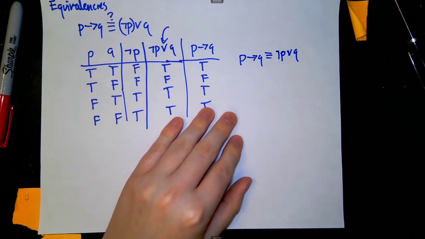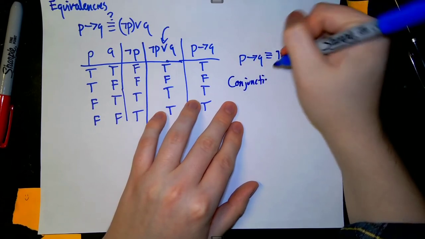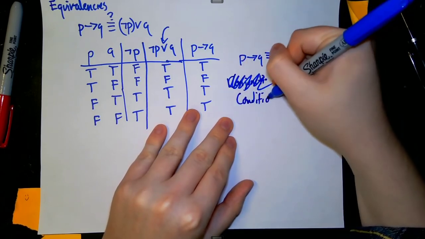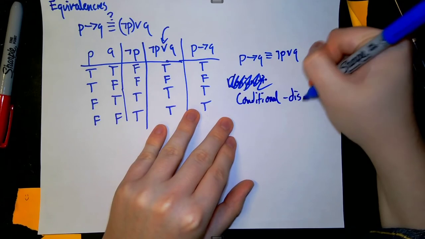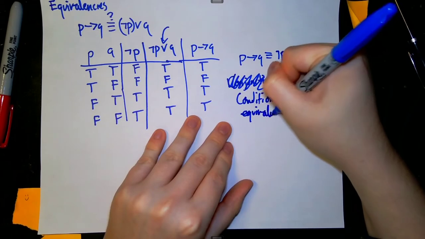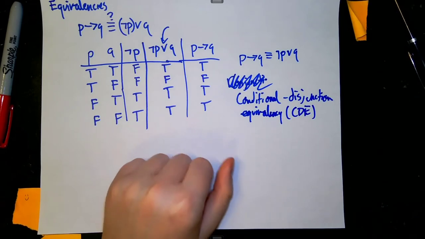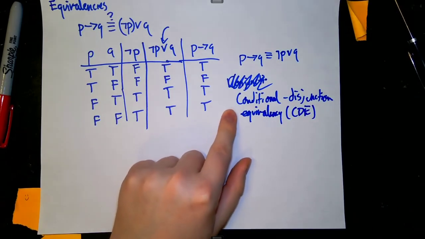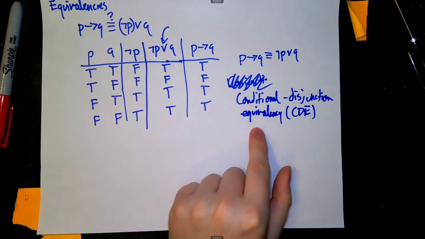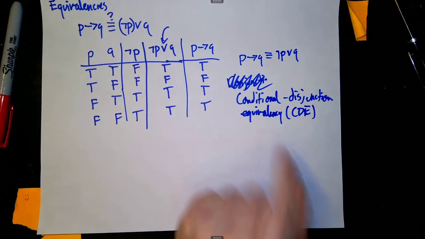And this is actually a really important equivalency. We call this the conditional disjunction equivalency, or CDE. And I do want you to remember the name of this because we'll be applying this equivalency quite a bit in the future. So just keep that in mind.